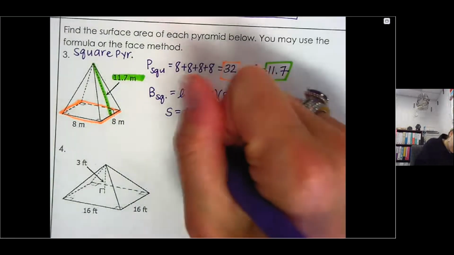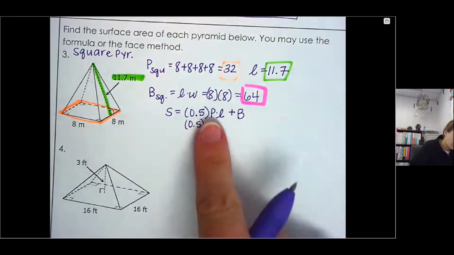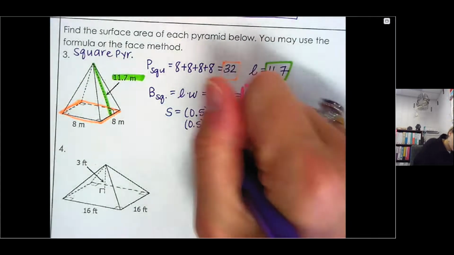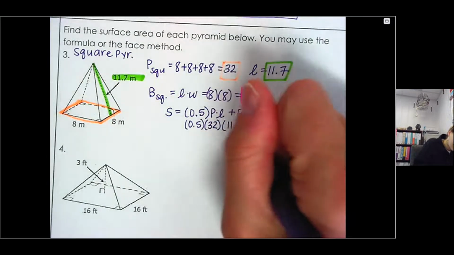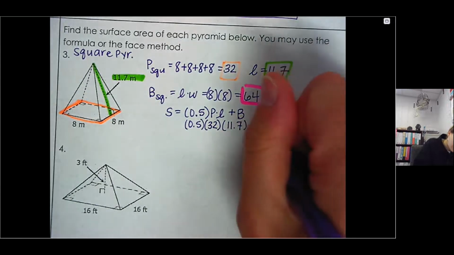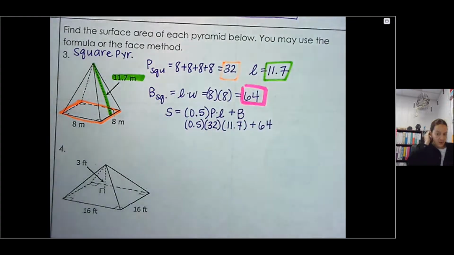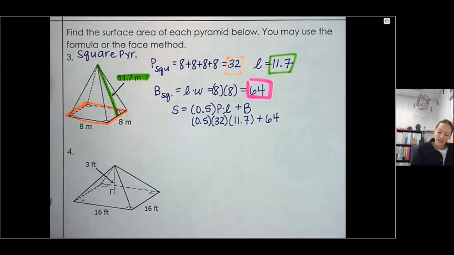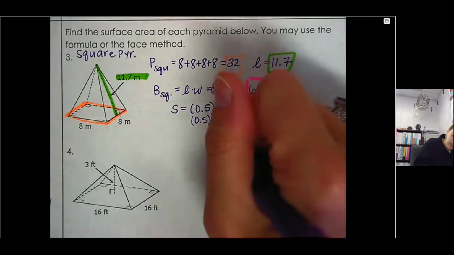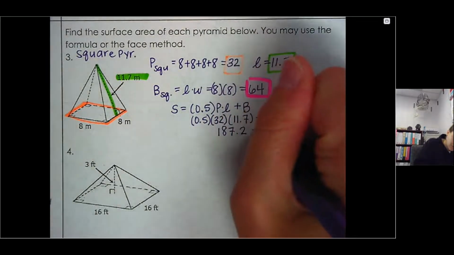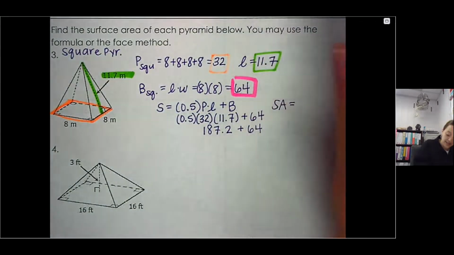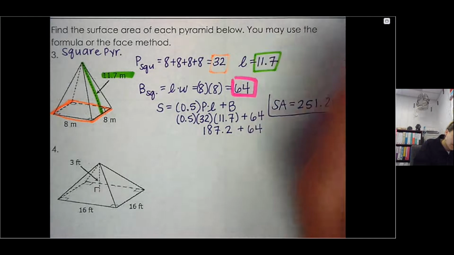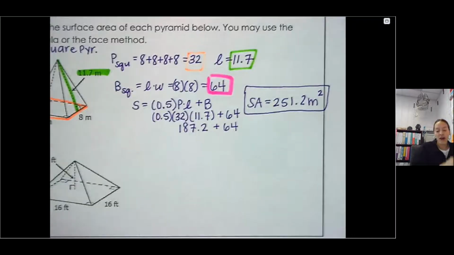Okay, so my P value, my perimeter, is 32. My slant height, my L value, is 11.7. Plus my big B is 64. Order of operations says I better multiply before I add. So if I multiply a half times 32 times 11.7, I get 187.2. And if I add that to 64, I get that my surface area is 250.2 meters squared, because again, we're talking about area.